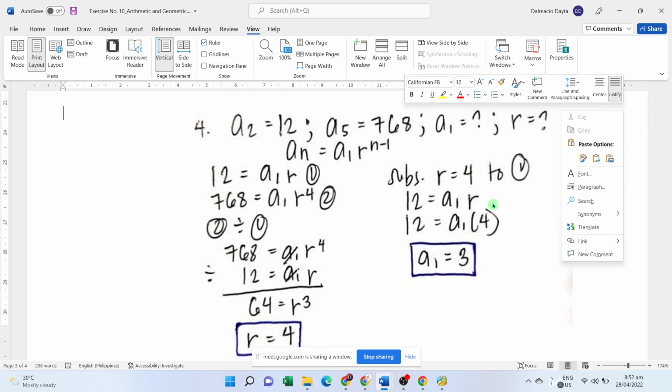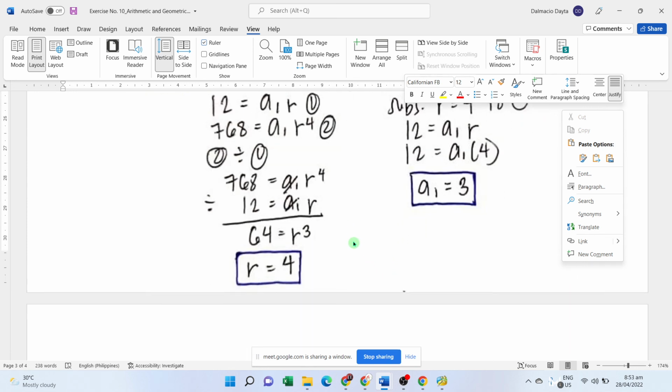To get a sub 1, Raven used equation 1. So 12 is equal to a sub 1 times r, and that is 4. And then dividing both sides of this resulting equation by 4, she got a sub 1 is equal to 3. And this is correct. Very good. Thank you, Raven.